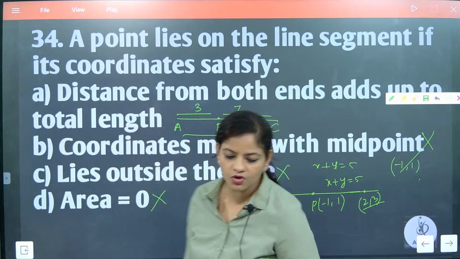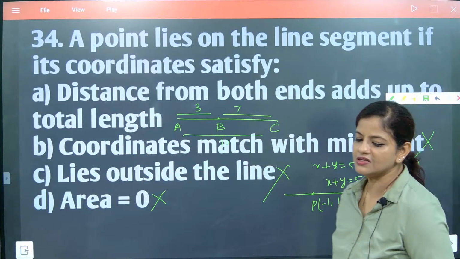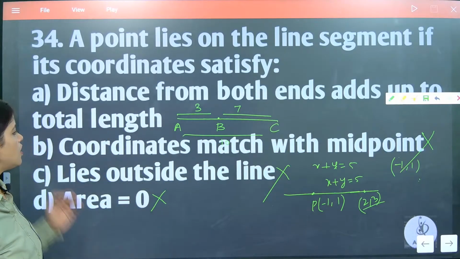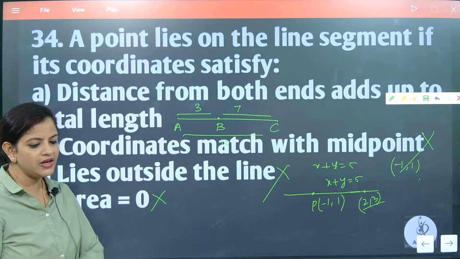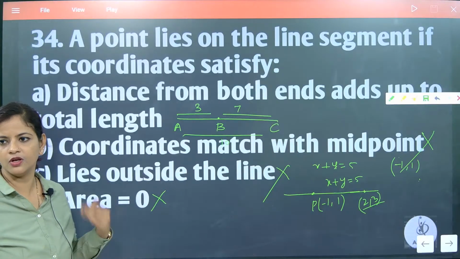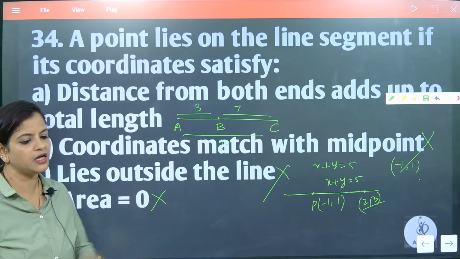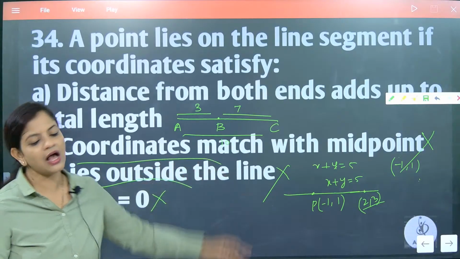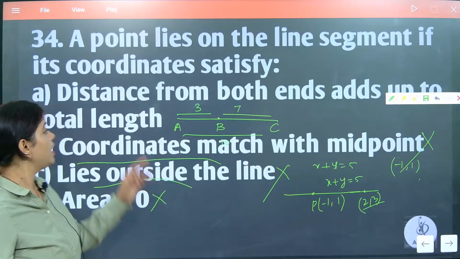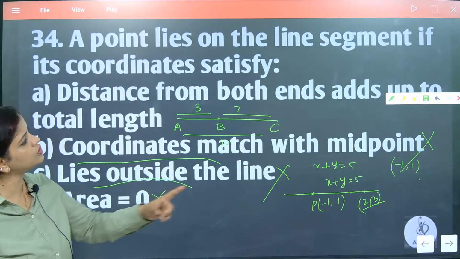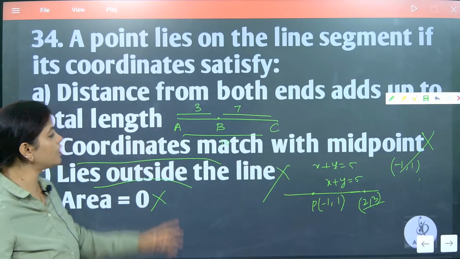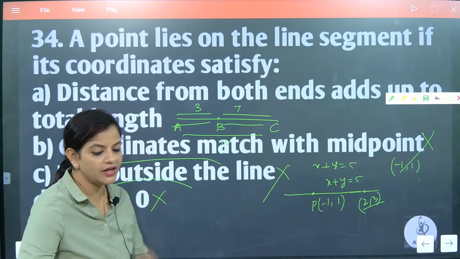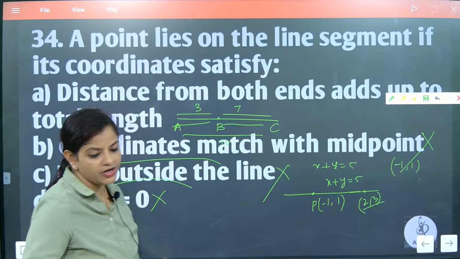Now children, did you get the answer? A perfect answer, or not? Is the concept crystal clear? The area will never come, correct? We already said the point is on the line, so how can it go outside? Not possible. Midpoint concept? Nothing is given about it. This is exactly it: the distances from both ends add up to the total length. Give me a thumbs up if you have understood the concept.